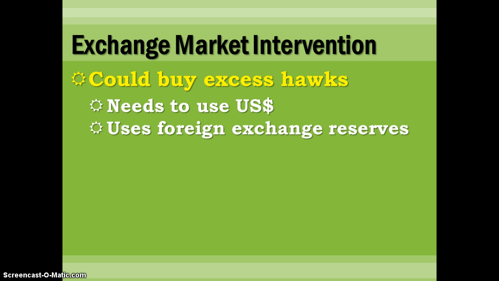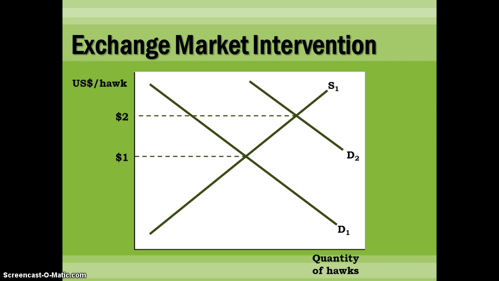And so by buying the excess hawks, it would shift the demand for hawks to the right, and that would cause an increase in the exchange rate. So by buying the excess supply of hawks, the demand will shift. We'll move along the supply curve to a new equilibrium point of $2 per hawk, which would then put the government at the exchange rate that it wanted to have in the first place.